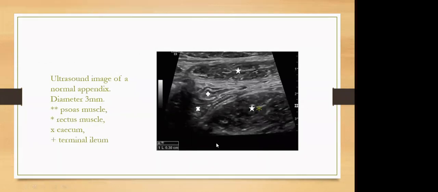This is another ultrasound image showing the appendix. So you can see this joining from the cecum here. This one is the appendix here with a diameter of 3 millimeters. And you can see the psoas muscle and the terminal ileum, as well as the rectus muscle. So as we have said, the appendix comes from the base of the cecum, but where it points, it varies.